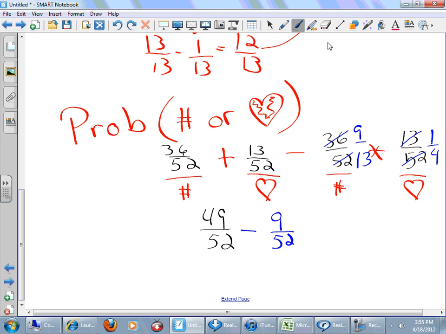So now all I have to do is subtract, and I will get an answer of 40/52, which does simplify. I know they divide by 4, and I will get 10/13.